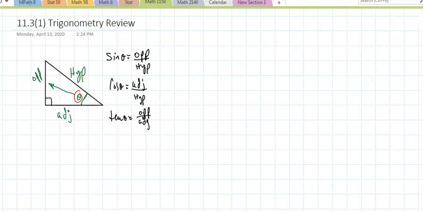Between those 3 trig functions, if you were given the opposite and the hypotenuse, you have a trig function for that. If you were given the adjacent and the hypotenuse, you have a trig function for that. And if you have the opposite and the adjacent, you have a trig function for that. We'll do a few examples really quick.